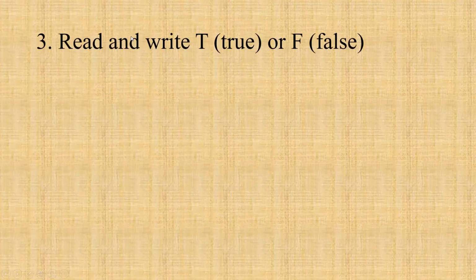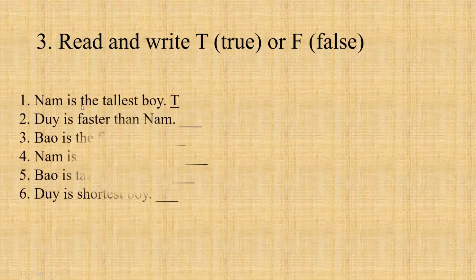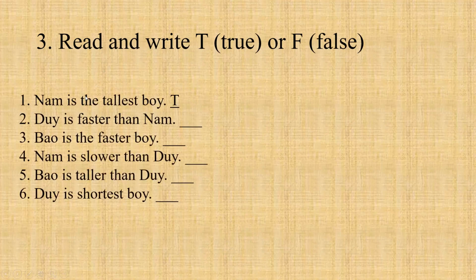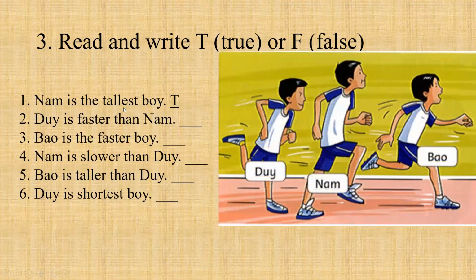Okay. Next one. Read and write. Tick true or false. 1. Nam is the tallest boy. 2. Van is faster than Nam. 3. Bao is the fastest boy. 4. Nam is slower than G. 5. Bao is taller than G. And 6. G is the shortest boy.